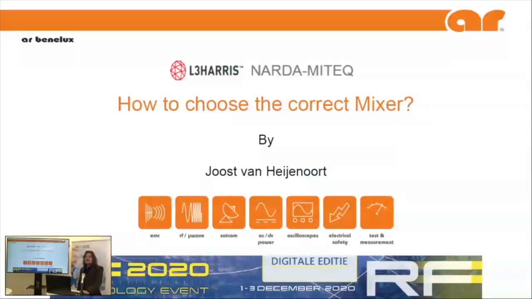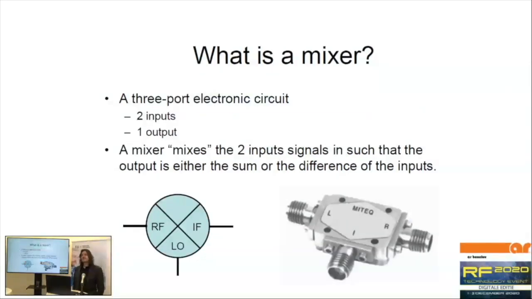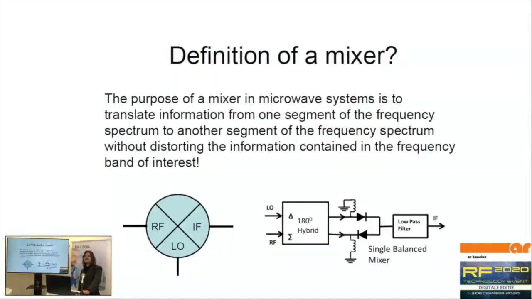But let's proceed to how to choose the correct mixer. Now, what is a mixer at first? Usually a mixer in any given schematic would be given as it is here with 2 inputs and 1 output. So it's a 3-port electronic circuit. It's a non-linear circuit. Usually it has 2 inputs, and that can either be RF or LO, or it can be IF and LO. The definition of a mixer, well, you can read that on the screen yourself.